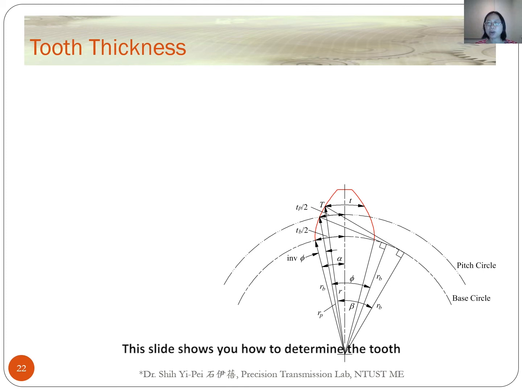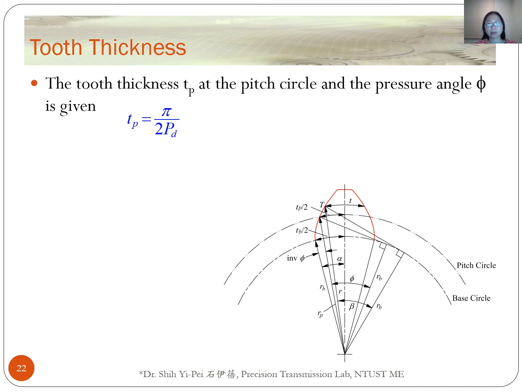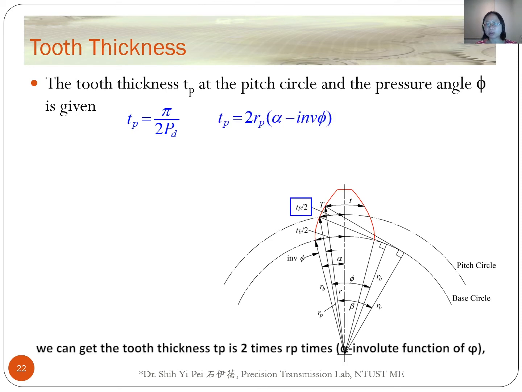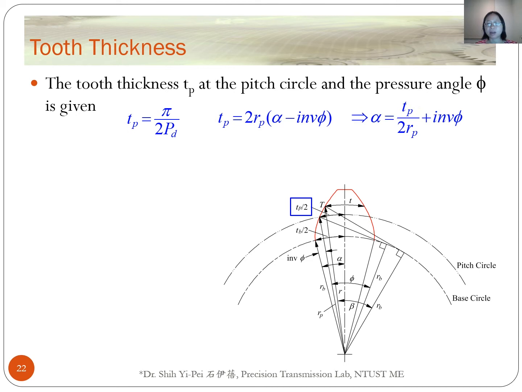This slide shows you how to determine the tooth thickness at any radius r. We know the tooth thickness Tp at the pitch circle is equal to pi over 2 times the diametric pitch, and the pressure angle phi. From the involute geometry shown in this figure, we can get the tooth thickness Tp is 2 times Rp times alpha minus the involute function of phi. Then we can get the value of alpha like this.